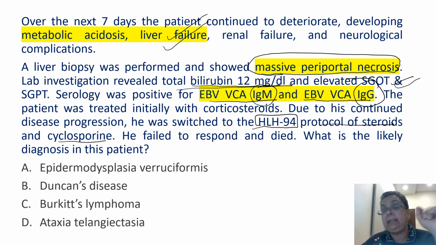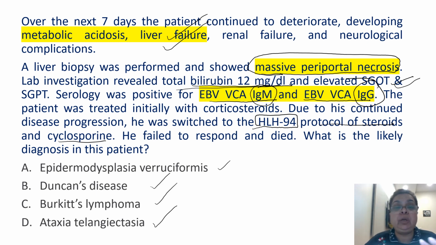What is the likely diagnosis of the patient? One thing first that will strike your mind is infectious mononucleosis, going on to the severe complication of hepatitis leading to his death. So let us see what is mentioned in the options. Is this condition epidermodysplasia verruciformis? Is this Duncan's disease? Is this Burkitt's lymphoma or ataxia telangiectasia?